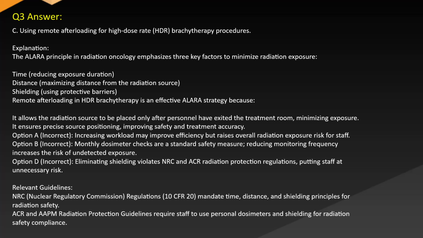Increasing workload may improve efficiency but raises overall radiation exposure risk for staff. Option B is incorrect. Monthly dosimeter checks are a standard safety measure. Reducing monitoring frequency increases the risk of undetected exposure. Option D is incorrect. Eliminating shielding violates NRC and ACR radiation protection regulations, putting staff at unnecessary risk.